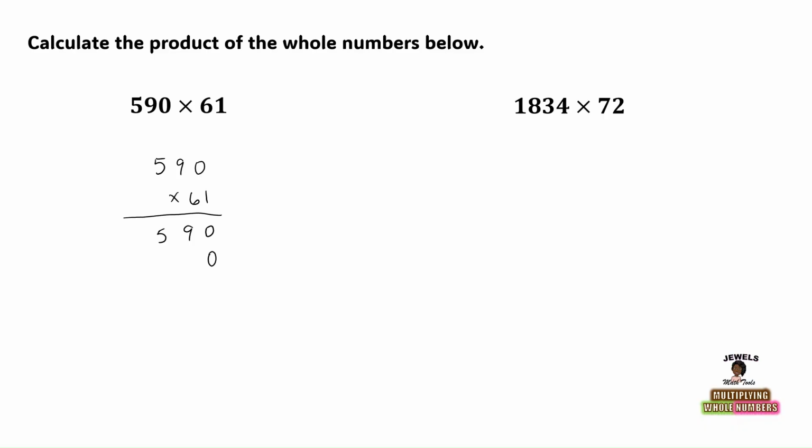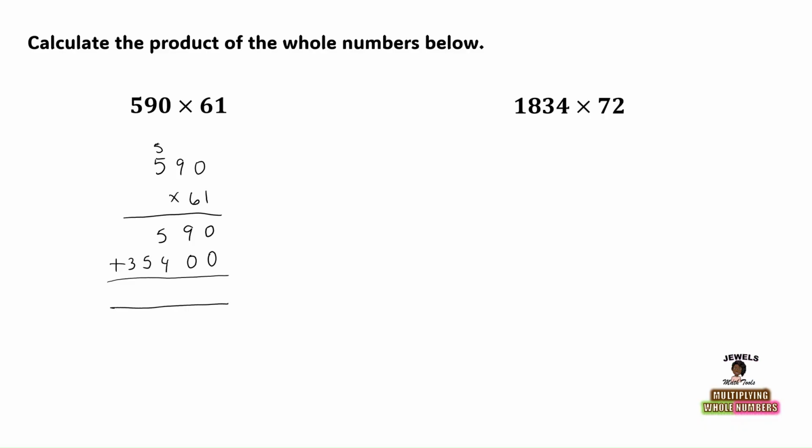We have 6 times 0 is equal to 0. 6 times 9 is equal to 54. So we're writing in our 4 and carrying our 5 to the next column above 5. 6 times 5 is 30, and 30 plus 5 is equal to 35. Now that we have completed our multiplication, we are going to sum our numbers together.